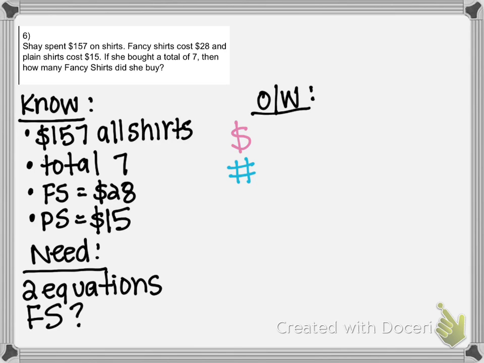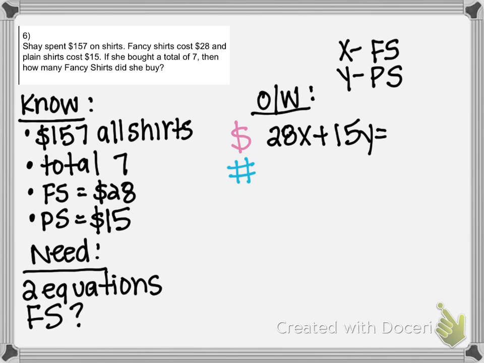So for the price, one thing I did forget is we need to say X is going to be our fancy shirts and Y is going to be our plain shirts. So always remember to do that so you know what you're solving for. Alright, so fancy shirts is going to be $28, so 28X plus $15 for the plain is a total of $157.